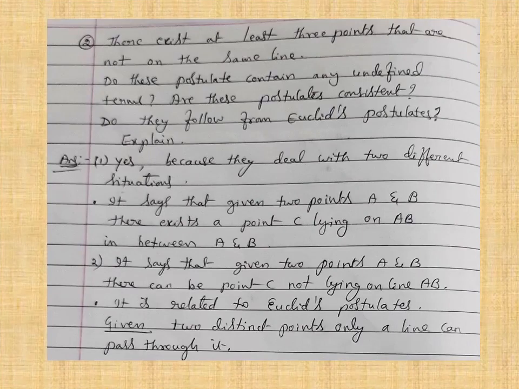Explain. First one, yes, because they deal with two different situations. It says that given 2 points A and B, there exists a point C lying on AB in between A and B. The second one says that given 2 points A and B, there can be a point C not lying on line AB. It is related to Euclid's postulates. Given two distinct points, only one line can pass through them.